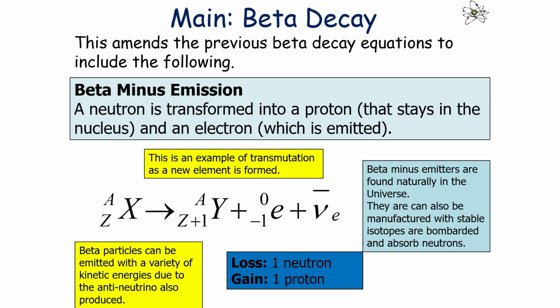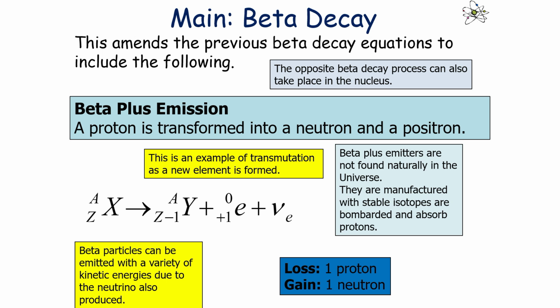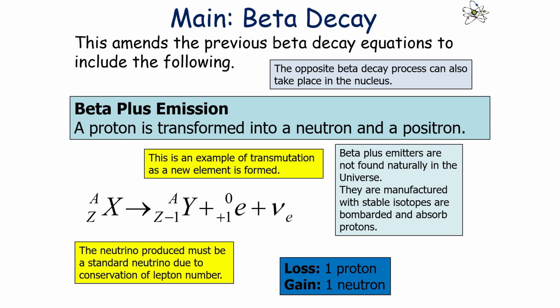Neutrino. So when we now look at beta minus emission, you also produce an antineutrino with your electron, which means that the electron is produced with a variety of kinetic energies. Now the neutrino produced must be an antineutrino to conserve what we call lepton numbers. And in beta plus emission, the beta particles are emitted with a variety of kinetic energies because a neutrino was also produced. Now the neutrino produced must be a standard neutrino due to the conservation of the lepton number.